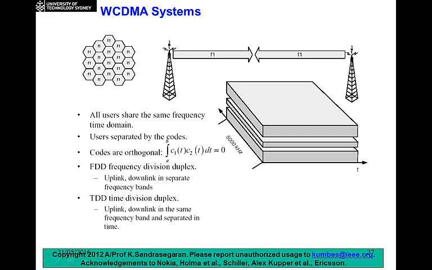And just like in GSM, wideband CDMA can work in the FDD mode, so that means we separate the uplink and downlink in frequency. But there's also a possibility for wideband CDMA to work in the TDD domain, and in the TDD domain the uplink and downlink are in the same frequency band, but they are separated in time.